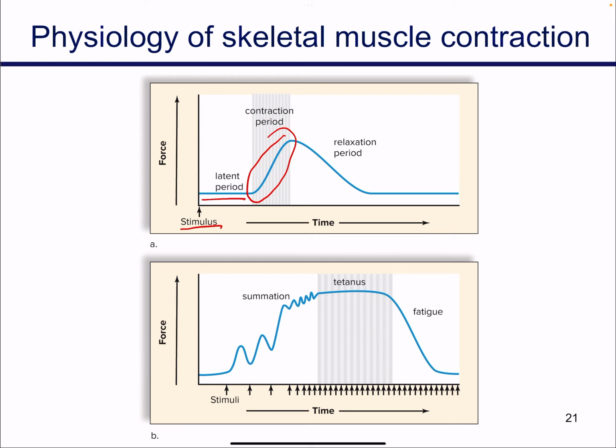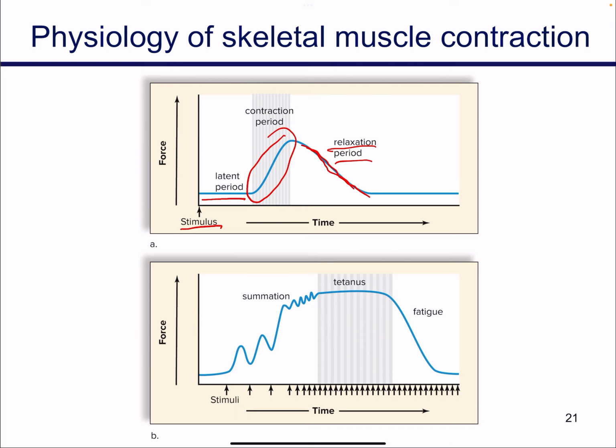Then you have muscle contraction, which is a twitch here, and then you are going to have a relaxation. Notice that muscle contraction happens in a relatively short period of time, while muscle relaxation is going to take much longer. All right?